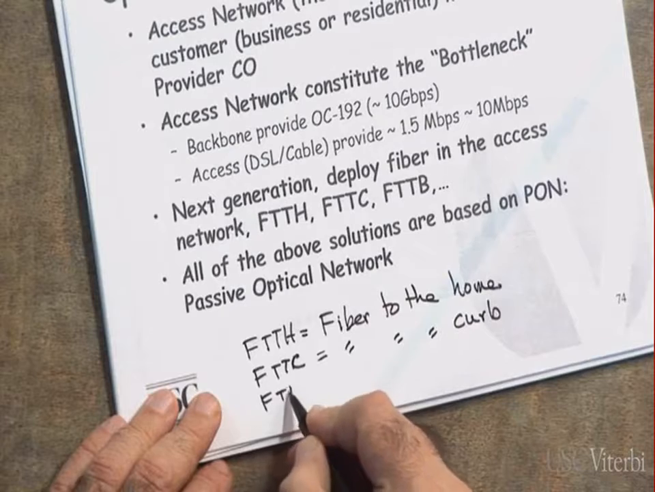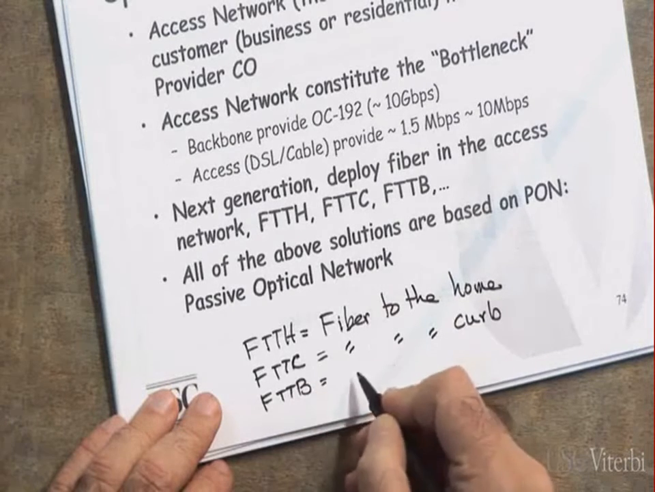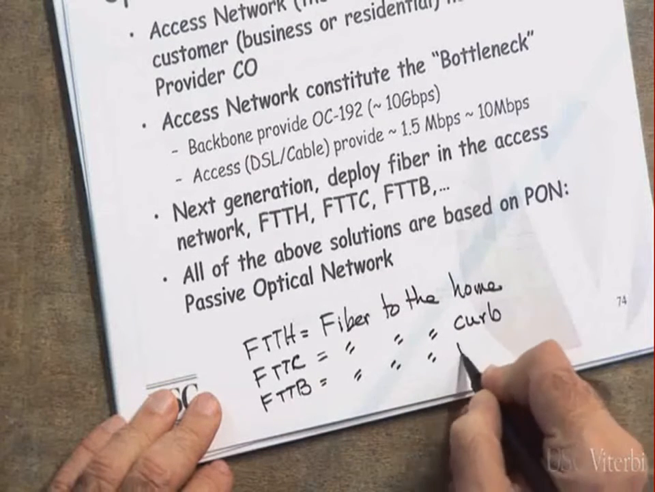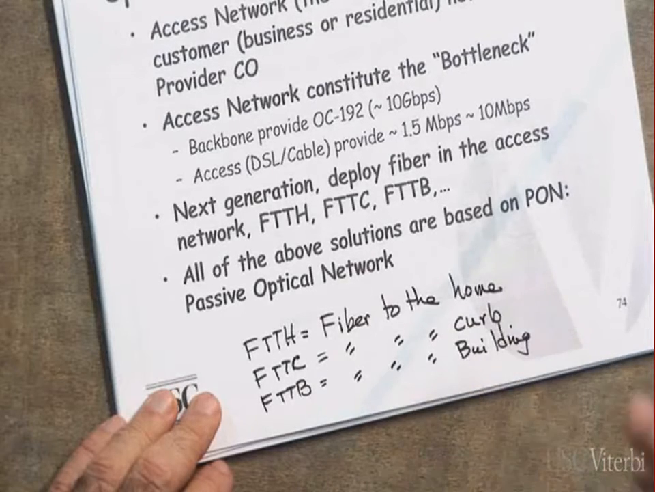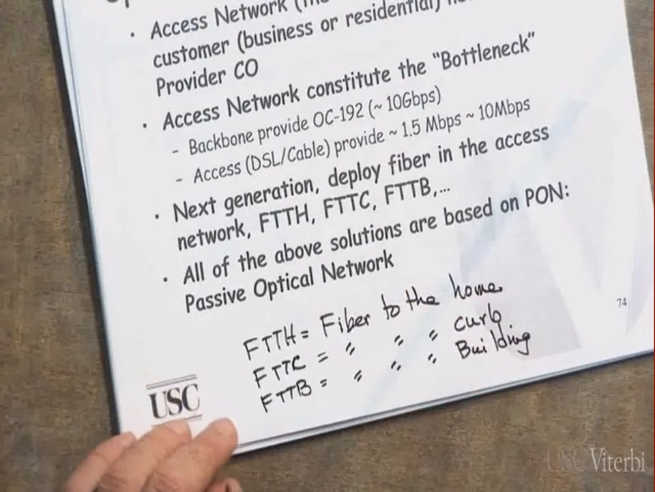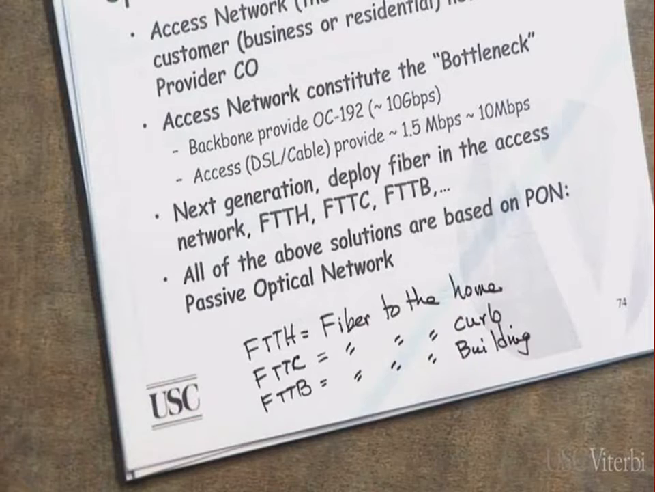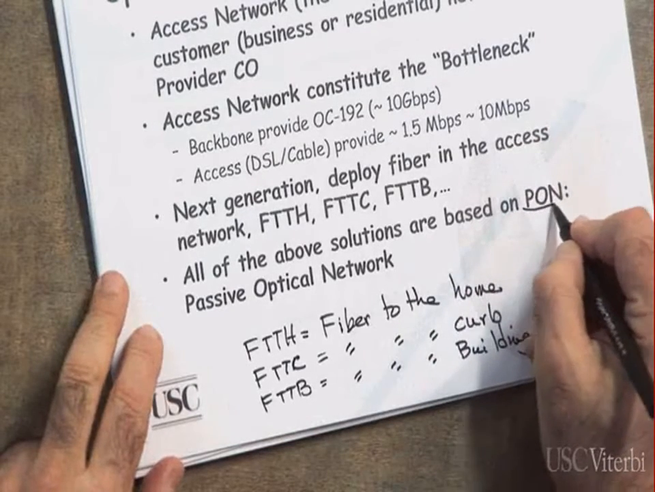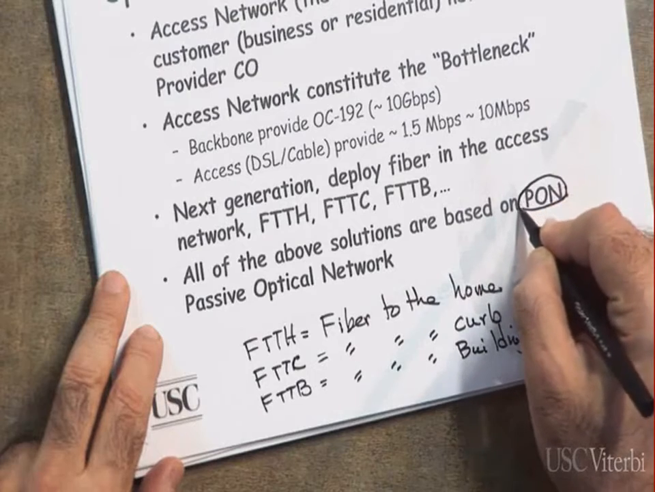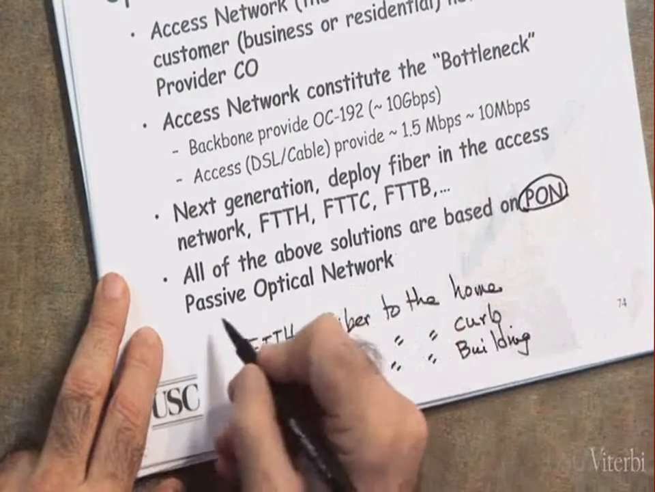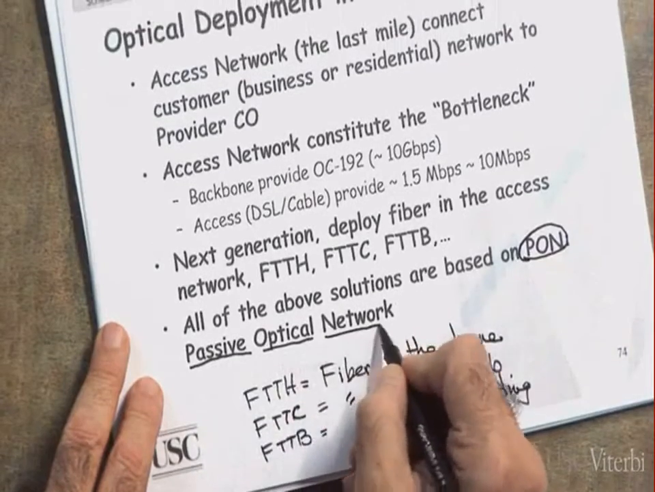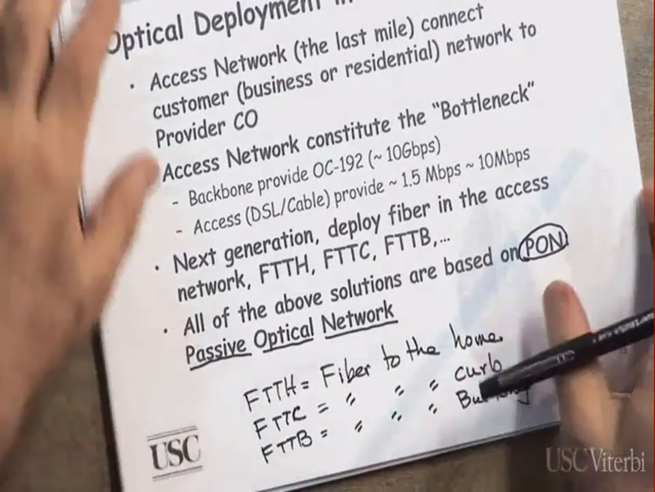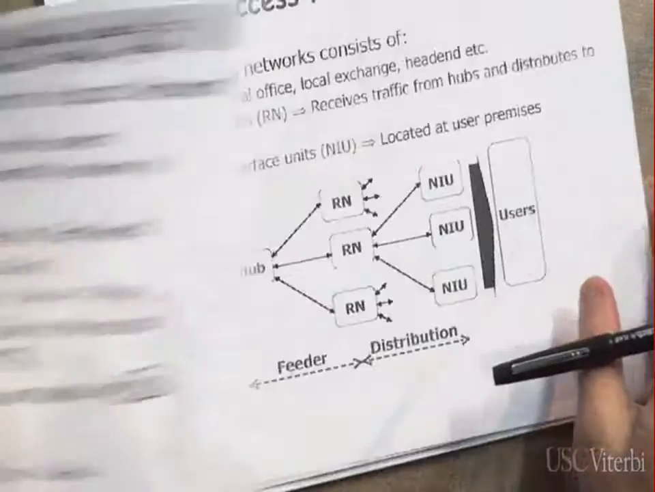FTTB stands for fiber to the building. All of these are variations. A business building or something like that, to all units in a building rather than just simply a home. All of the above solutions, as we will see in just a second, are based on the architecture referred to as PON, which is very important to understand. It's called the passive optical network. We will see how it works in just a second.